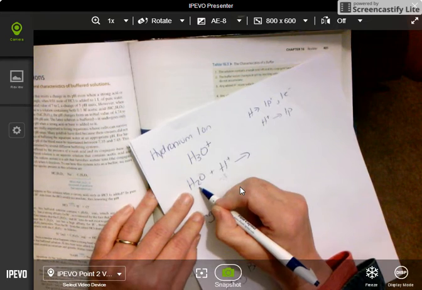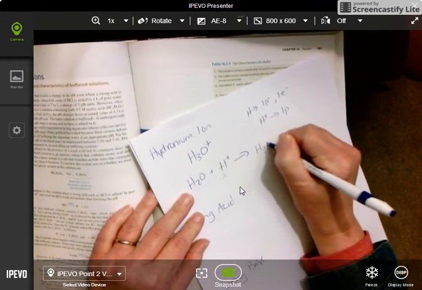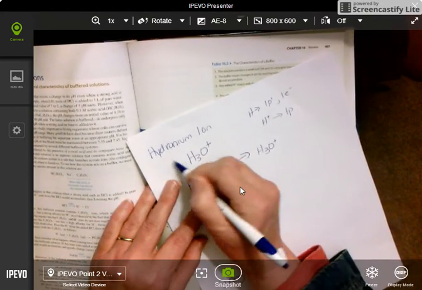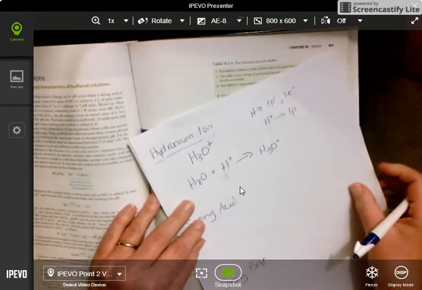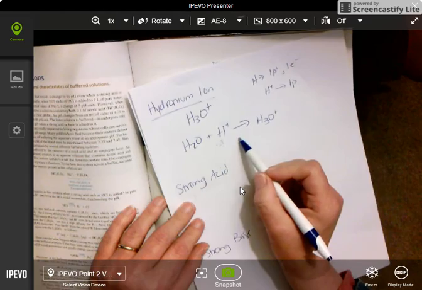So oftentimes we will refer to an H plus ion as a proton. Water reacts with the H plus that's given up by an acid and turns into a hydronium ion. And we'll talk more about that when we talk about ion product constant. But that's one of those vocabulary words, and I wanted to make sure we talked about our vocabulary words. So that's where a hydronium ion comes from.